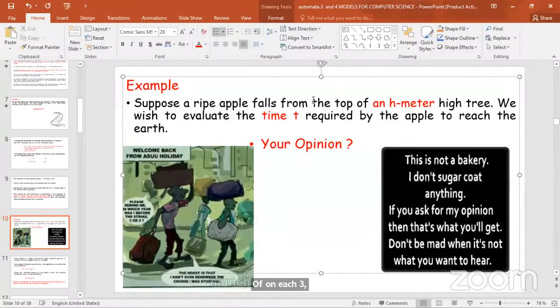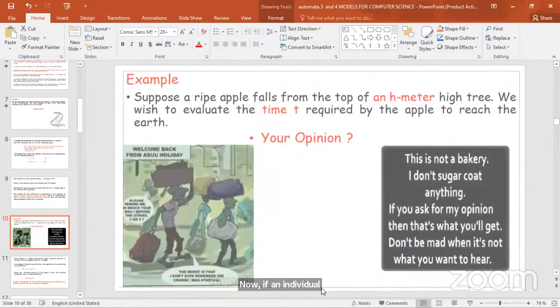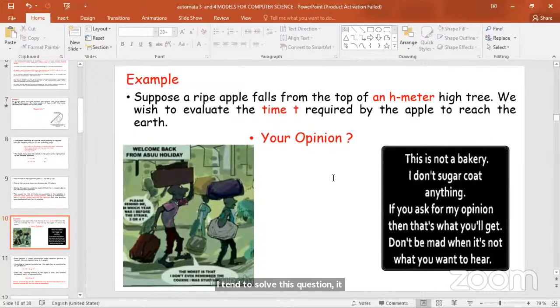Now, if an individual who has not done anything in physics attempts to solve this question, it becomes a lot of problem for the individual, because you just have h and t. What about gravity working on the apple as it drops from the height of the tree down to the earth? What was the state of the apple before the descent? Of course, we know that the apple has a resting state at that height h, and gravity will work on it to descend downwards. And there's a time from 0 to the ground, before striking the ground.